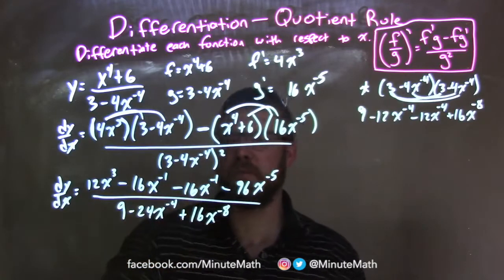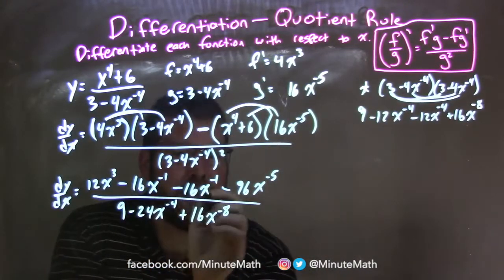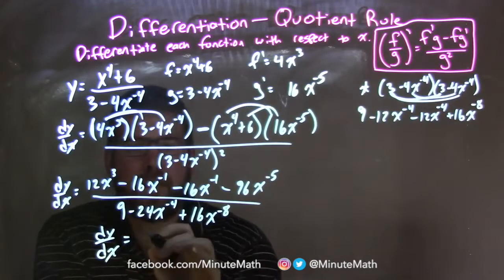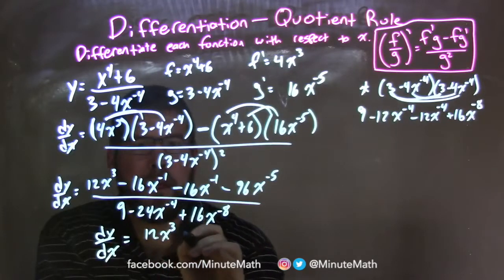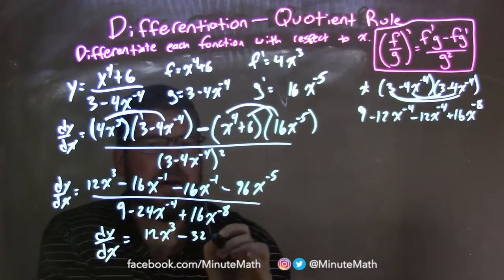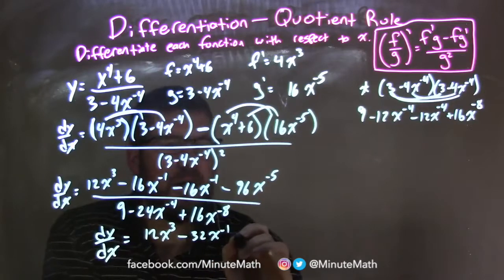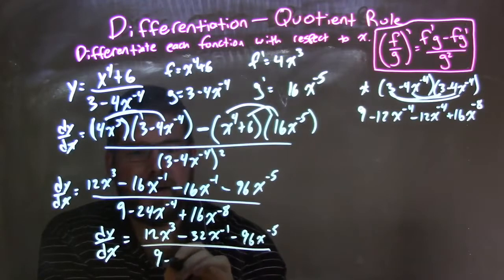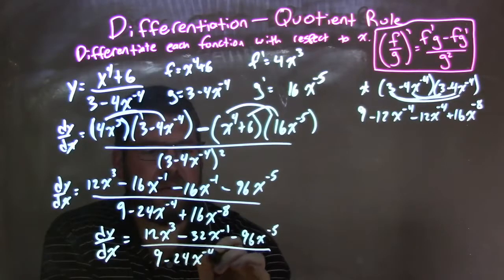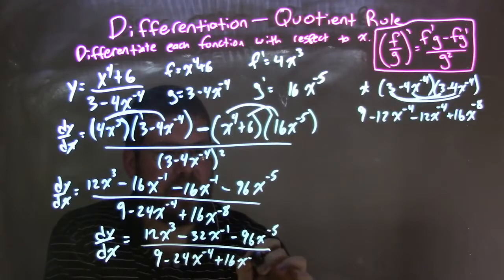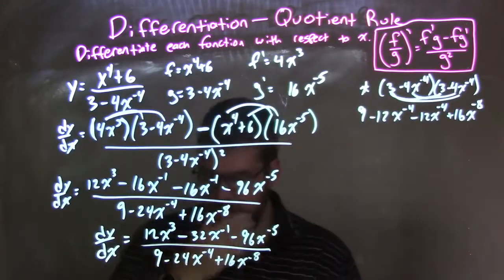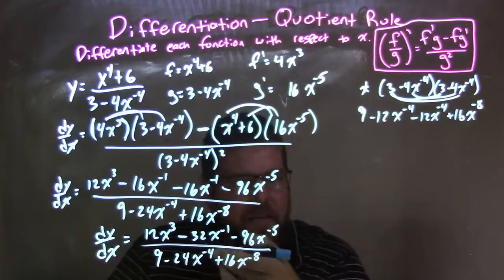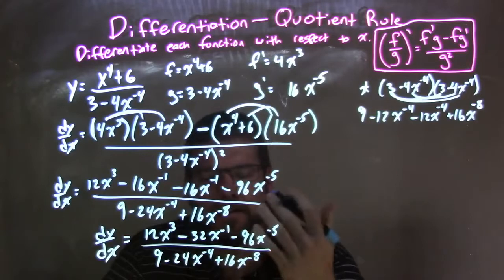I can combine my like terms right there. Then I see x to the negative 1s. I can combine them. So we have dy/dx here equals 12x to the 3rd minus 32x to the negative 1 minus 96x to the negative 5th, all over 9 minus 24x to the negative 4th plus 16x to the negative 8. Okay? Well, I know what you're thinking right now, saying, we can't have negative exponents in our denominator. How are we going to eliminate that?